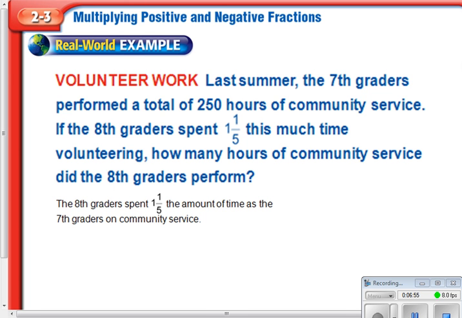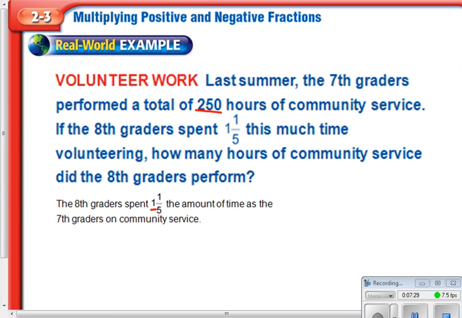And our last example here, a little word problem example. Volunteer work. Last summer, the 7th graders performed a total of 250 hours of community service. If the 8th graders spent 1 1/5 this much time volunteering, how many hours of community service did the 8th graders perform? Gives you a little synopsis here. It says the 8th graders spent 1 1/5 the amount of time as the 7th graders did in community service. If they spent 1 1/5 the amount of time, 1 is representing the whole, which is 250. So we need to figure out a fifth of that.